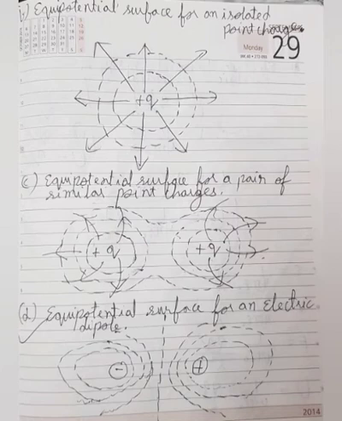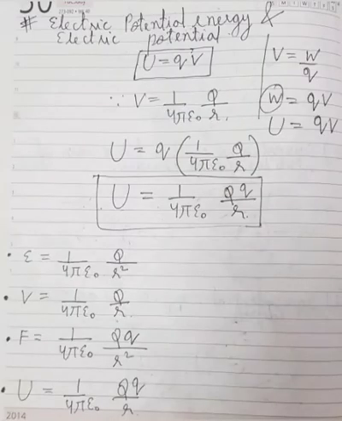Next topic is electric potential energy and electric potential. We are going to establish a small relationship between electric potential energy and electric potential. As we know, V is equal to W by Q, and if we take W as our subject, then W is equal to QV, and since work done can be considered as potential energy, therefore U is equal to QV.